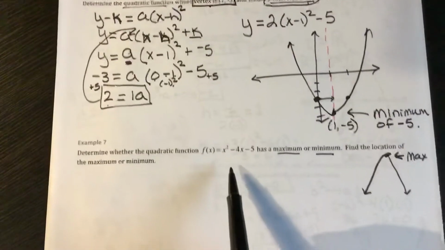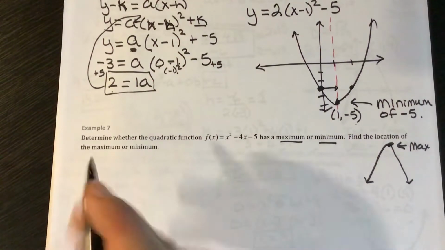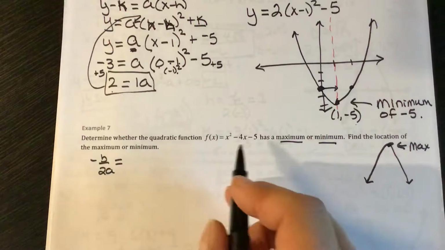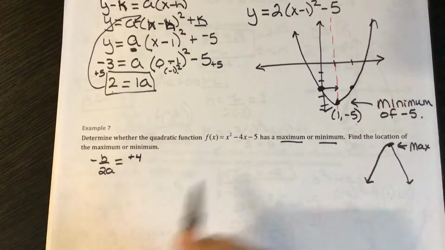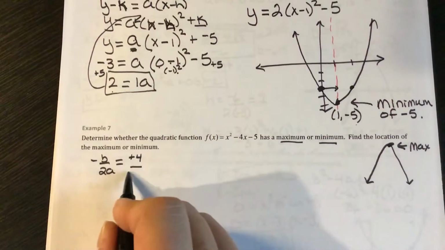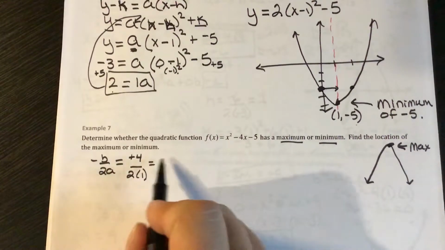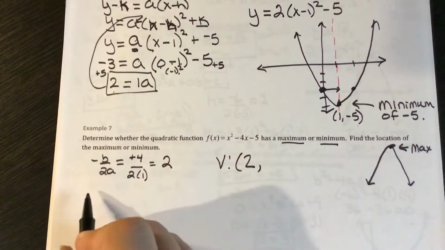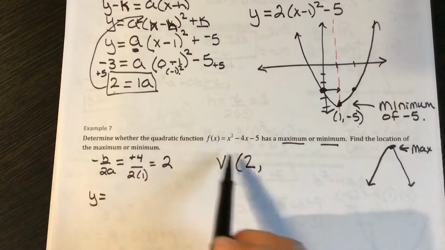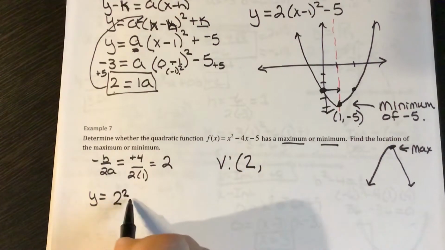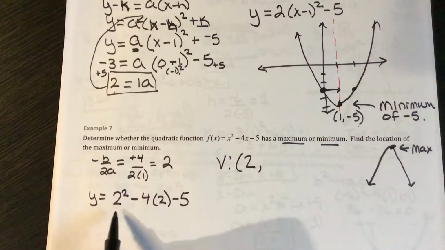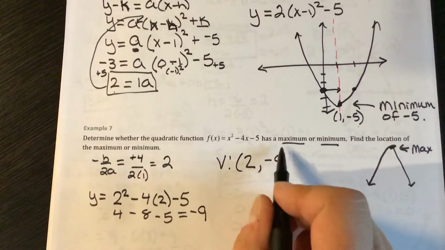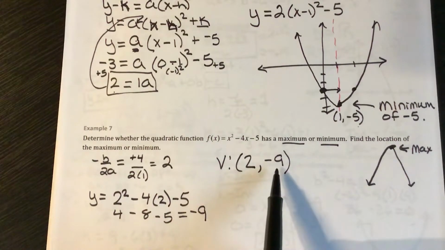In this equation, if we're looking at max or minimum, we need to find the vertex. So to find the vertex, we need to find minus b over 2a. That's going to give me the x coordinate of the vertex. So minus -4, I should say the opposite of -4 is +4, over 2 times 1. So the x coordinate of the vertex is 2. The y coordinate is going to be what the function equals when I plug in 2 for x. So I'm going to have 2 squared minus 4 times 2 and then minus 5. So this is 4 minus 8 minus 5. That would be -9. So my vertex is at (2, -9).